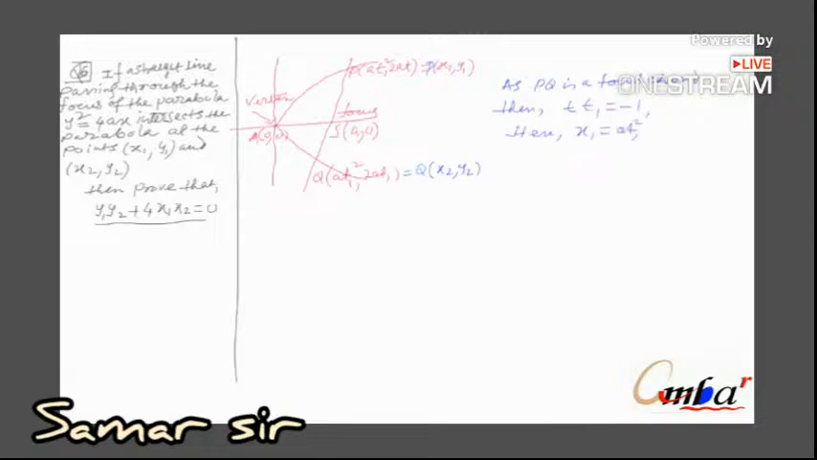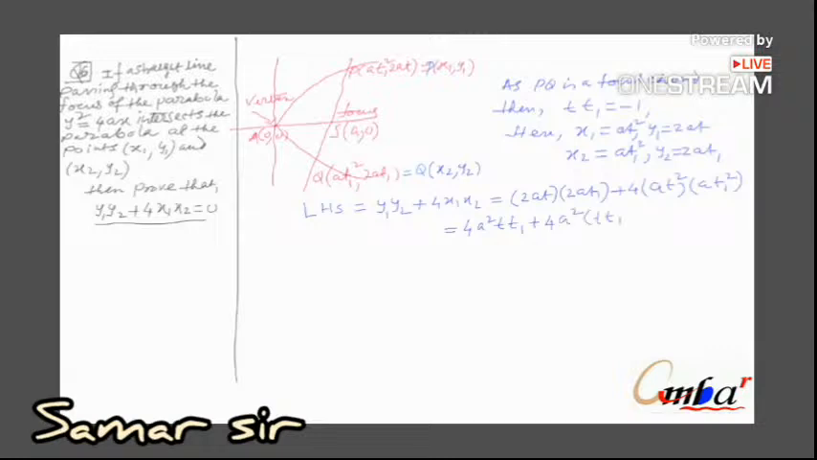Here x1 is equal to at1 square, y1 is equal to twice at1, x2 is equal to at2 square, y2 is equal to twice at2. Left hand side: y1 y2 plus 4 into x1 x2 is equal to twice at1 into twice at2 plus 4 into at1 square, at2 square. Then simplify and put the value of tt1 equal to minus 1. So then we got the answer 0 here. Proved.